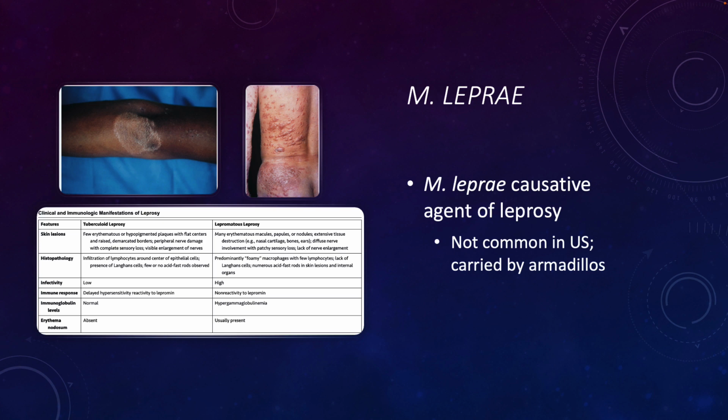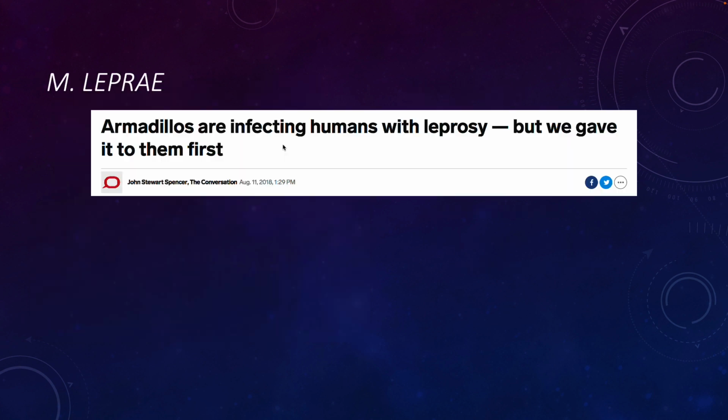Now, I mentioned in the US, leprosy is not very common. It used to be more common. And there were these things called leper colonies where people who had leprosy were isolated from the rest of the population to try to protect the rest of the population from leprosy. In the US, the reservoir host of leprosy is thought to be armadillos. So armadillos are infecting humans with leprosy, but we gave it to them first.